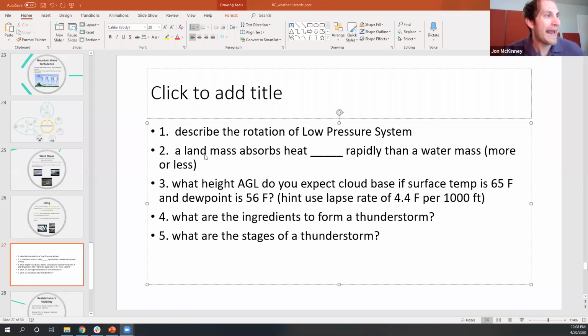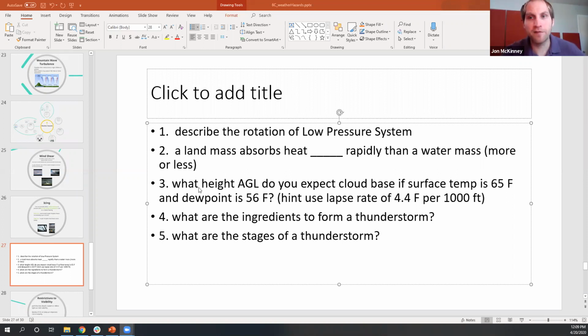Number 2, a landmass absorbs heat blank rapidly than a water mass. The landmass will absorb heat more rapidly than water. So the landmass will heat up more rapidly than water, and the landmass will release heat more rapidly than water. So we're trying to learn about the difference between water masses and land masses. Land masses absorb heat quicker and release heat quicker. The water mass holds onto its heat longer and takes a longer amount of time to heat up. That's number 2.